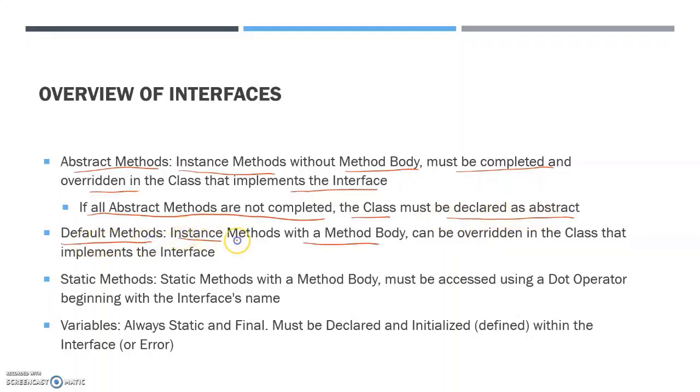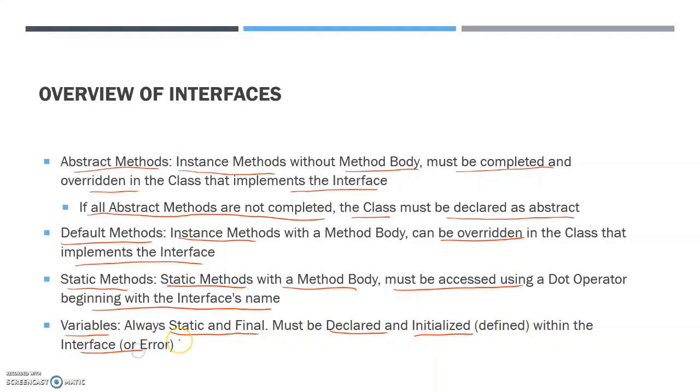Default methods are also instance methods but with a method body. They can be overridden in the class that implements the interface. Static methods are basically static methods with a method body, and they must be accessed using a dot operator beginning with the interface's name. Variables are always static, final, and public. They must be declared and initialized within the interface or else there will be an error.